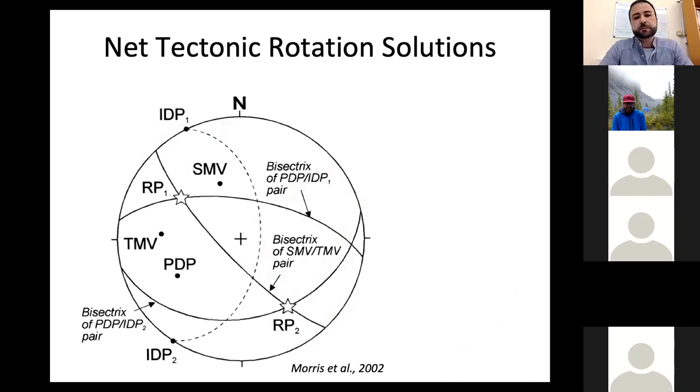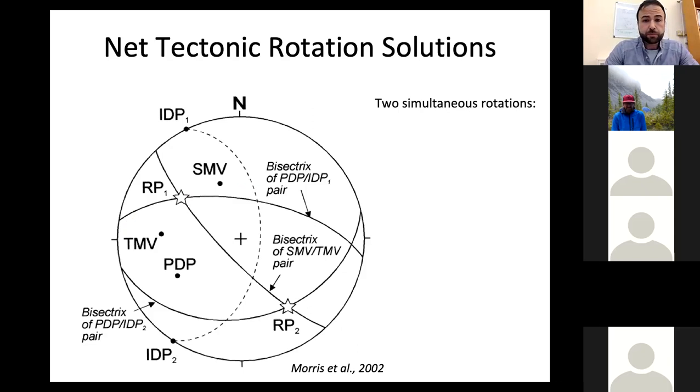The other kind of solutions that we can obtain with the net tectonic rotation is the rotation poles. Now, this is an image, it looks pretty complex, but it's actually not. I will drive you through each step of how we calculate the rotation axis here. So the three input vectors are this one highlighted. This is the in situ remanence, this is the dyke pole, and that is the reference direction.